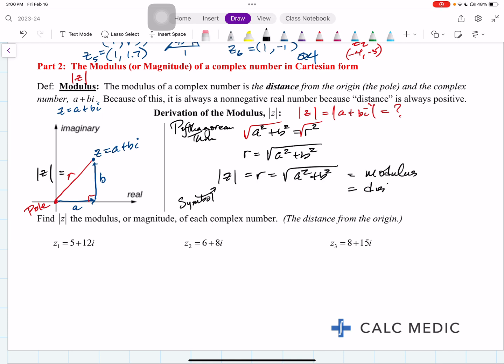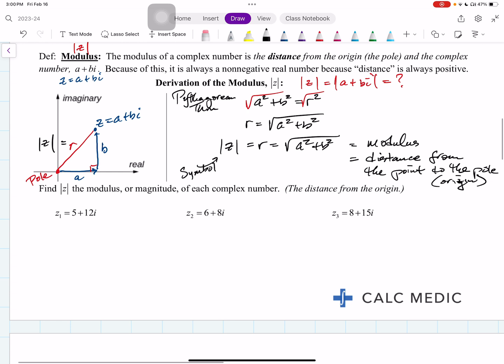But all this is just the distance from the point, the complex number, to the pole. And when I say the pole, I'm talking about the origin. Okay, there we go. It's actually very, very simple. Take the square root of a squared plus b squared, and that's it. And you guys are going to get so good at this, you can probably do a lot of it in your head.